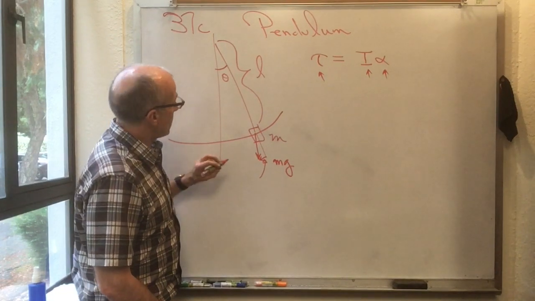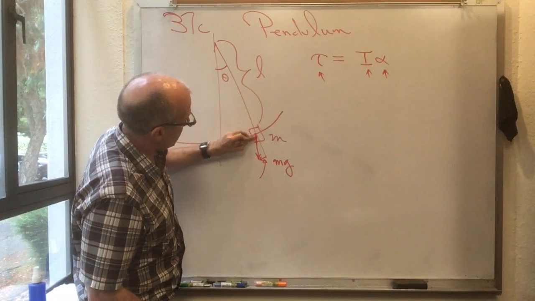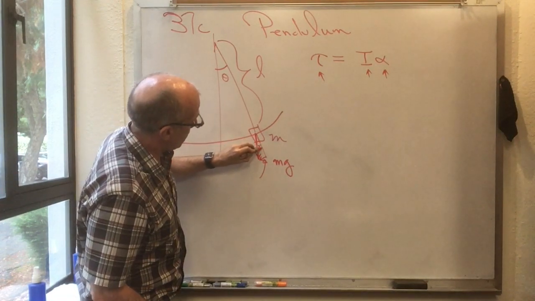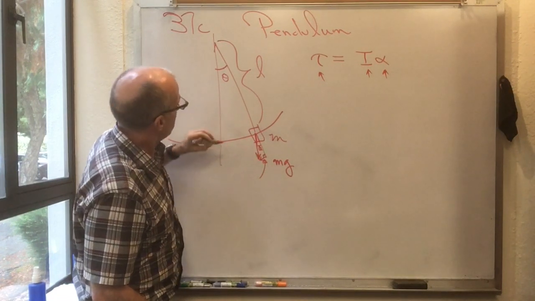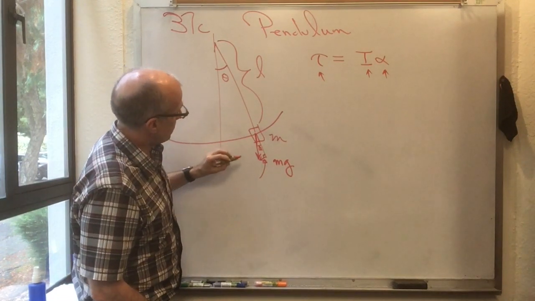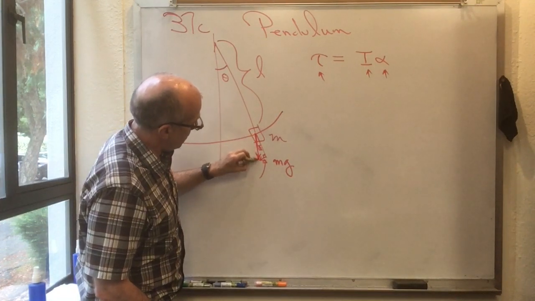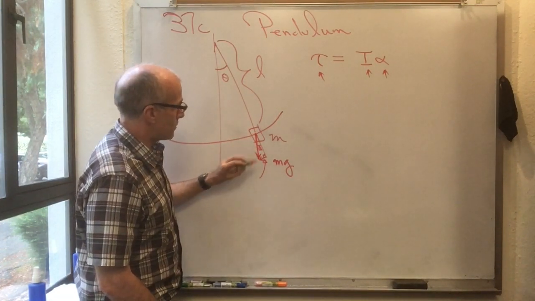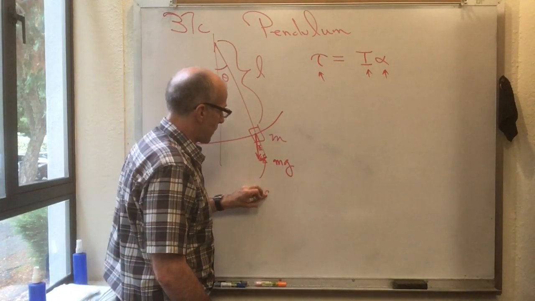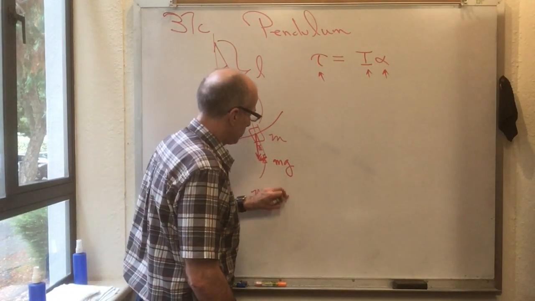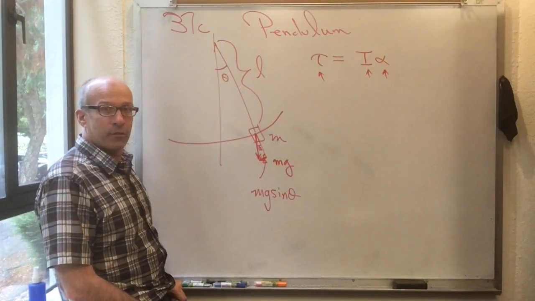And what's the size of that tangential component? Well, if this angle here is theta, so is this angle right here. That's also theta. And this is a right angle. So what you see is, if I think of that as the hypotenuse and the length of that side is mg, then the length of this side here is mg sine theta. Okay, so that's the magnitude of the tangential force.